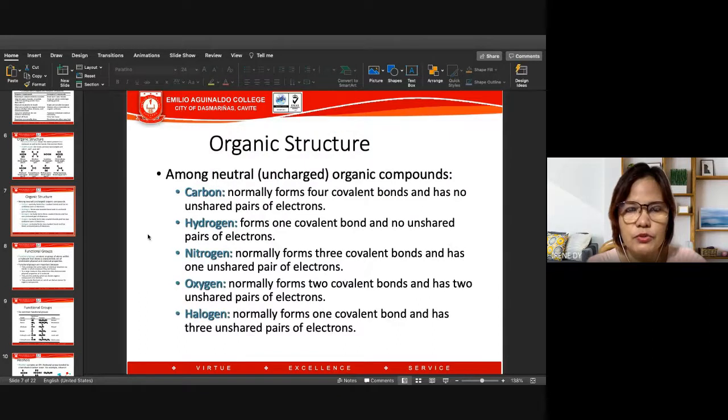Organic structure. So, we have here the different elements that contribute to the organic structure. So, we have carbon. Carbon is tetrahedral. No? It always forms 4 covalent bonds. And it does not leave unshared pairs of electrons. Lalo na si hydrogen. It is always bonded. Nitrogen, okay, 3 covalent bonds and has 1 unshared pair. Pair, ibig sabihin class, dalawa. Kasi nitrogen is under group 5, no? Group 5, and the valence electron is 5.